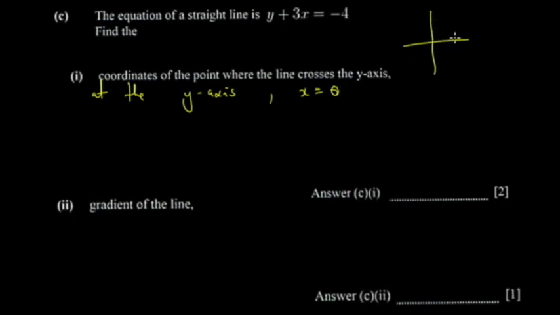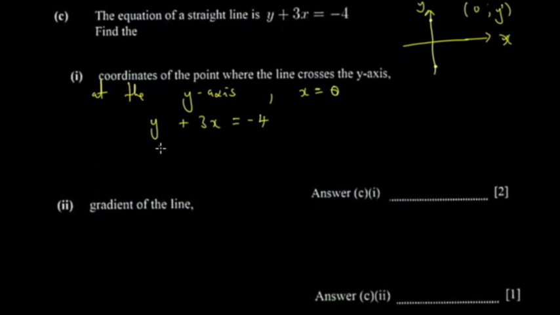So let me illustrate. This one would be your y-axis, this one would be your x-axis. Okay, so anywhere on the y-axis, your coordinate would be 0, y. So x would always be 0 here. So this is the condition that you'd use. X is equal to 0 at the y-axis. Your examiner will know. Okay, so then you'd say y plus 3x equal to negative 4.